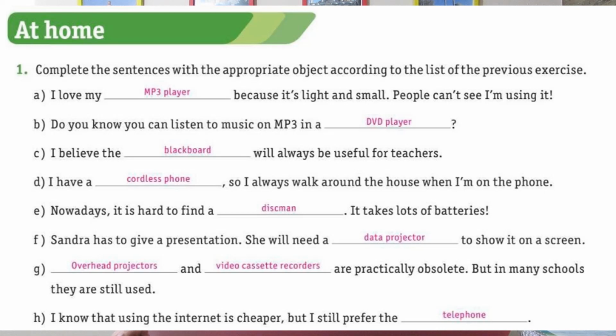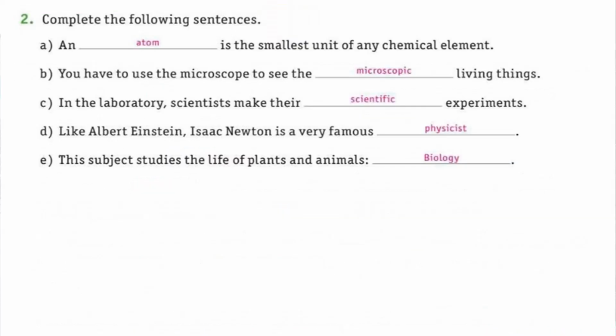And finally, the last exercise of this page, exercise number 2, in which we have to complete the sentences again with specific vocabulary from the first part of this chapter, okay? The atom is the smallest unit of any chemical element. I'm talking about the atom. You have to use the microscope to see the living things, okay? So what are we talking about here actually? The smallest, okay? So we're talking about microscopic living things.